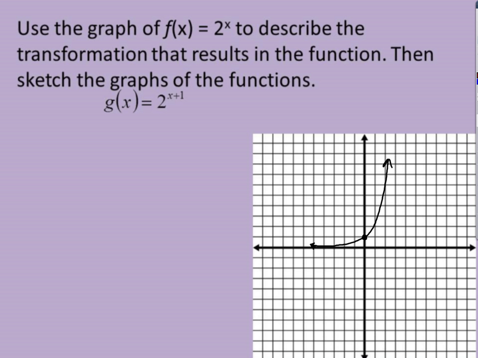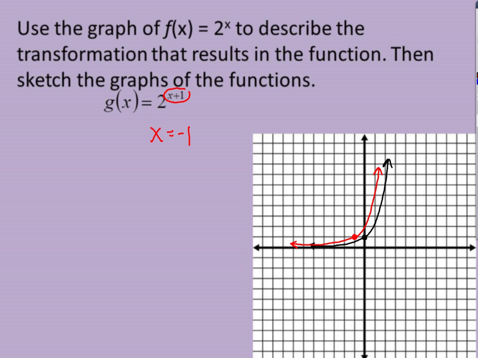But on our function, we have 2 raised to the x plus 1 power. Now, because this is x plus 1, it's attached to just the x. You can think of this as being inside parentheses. When you pull it out, you're going to change the sign. So since it's on the x, it's either going to move it left or right. When we pull it out, this is becoming a negative 1. So that means we're going to move our graph to the left 1 unit. So instead of starting at 0, 1, our graph is going to start at negative 1, 1. It's still going to go up to the right and down to the left.